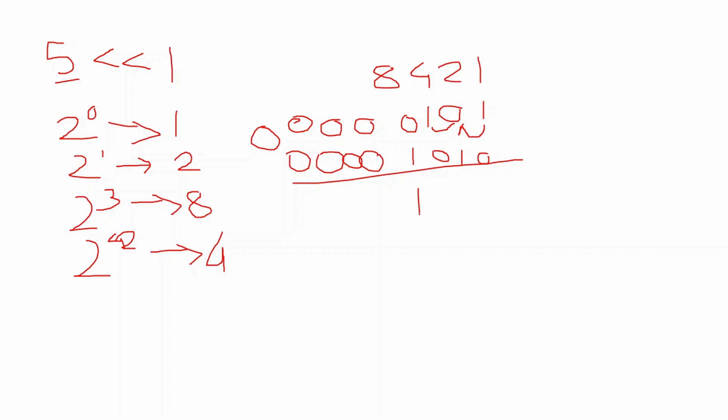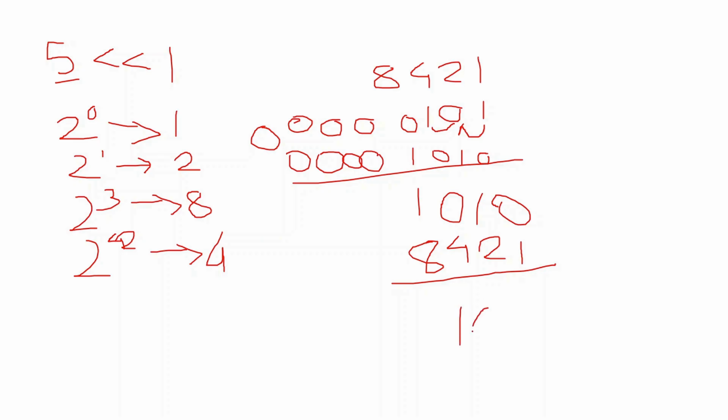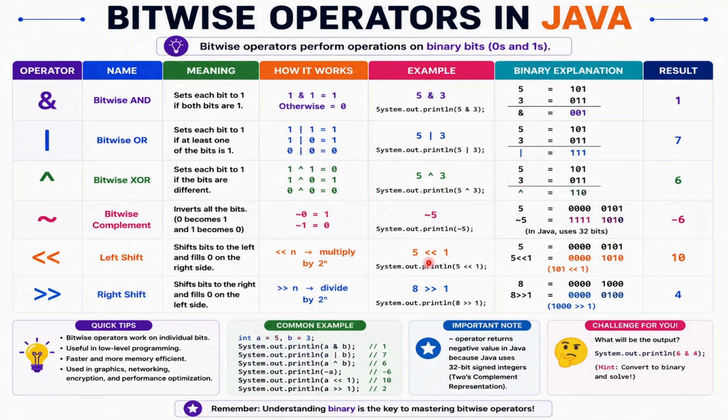Now finally what will we get? We will get 1, 0, 1, 0 after the left shift operator, right? So for this we write the place values 1, 2, 4, 8. Now which numbers are 1? Those we need to add. Number 1 is at 8 and 1 is at 2. So 8 plus 2 is 10. So the output for this is 10. Let me show you. 5 left shift operator 1, the output result is 10.